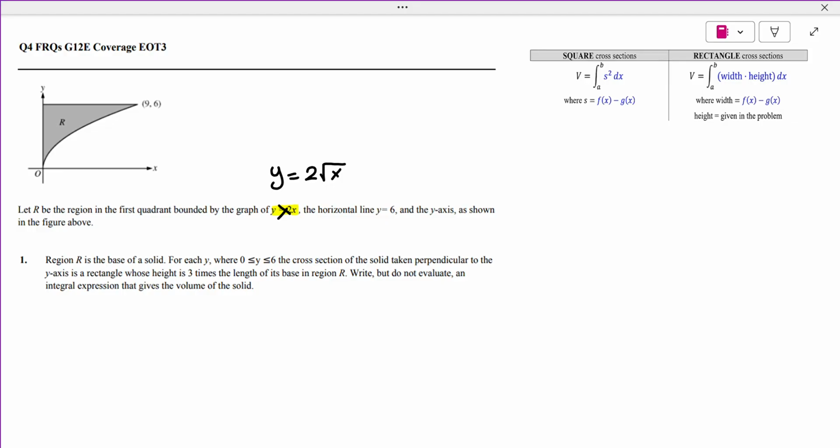For each y from 0 to 6, the cross section of the solid taken perpendicular to the y-axis is a rectangle. So let's highlight the key phrases here. Cross section. So this is not the revolution method. This is the cross sectional method. Perpendicular to which axis? To the y-axis. The cross section is a rectangle and the height is 3 times the length of the base. Right? But do not evaluate an integral expression that gives the volume of the solid.